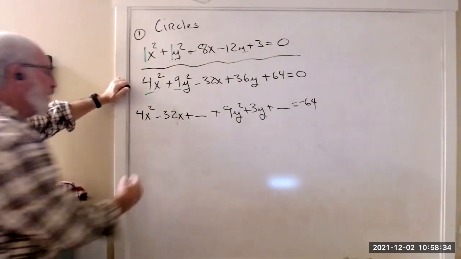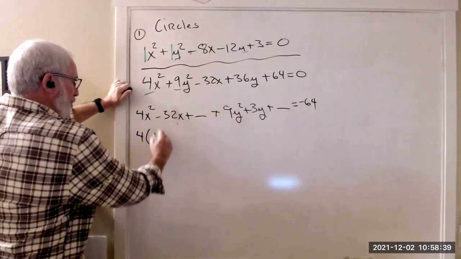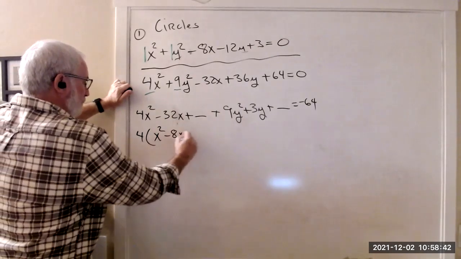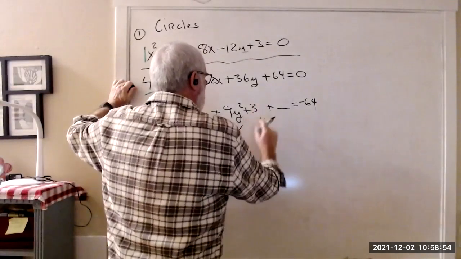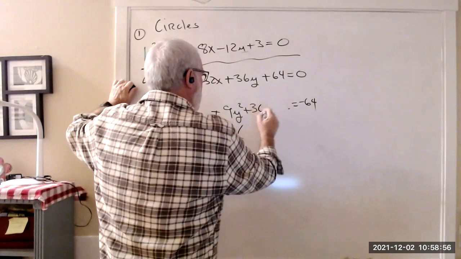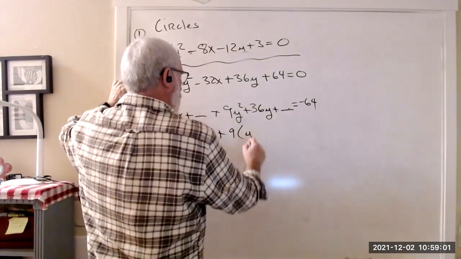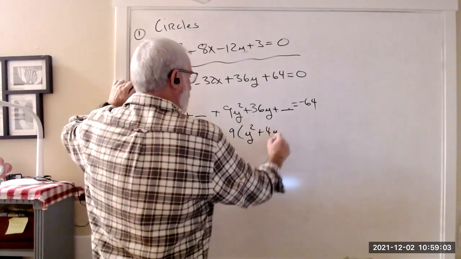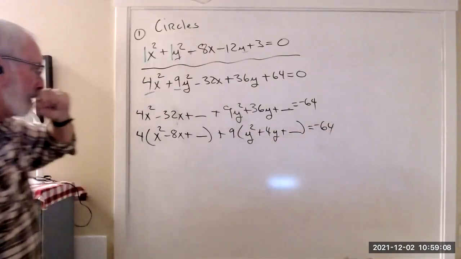So we get out of trouble by factoring a 4 out of all the x's. And factoring a 9 out of the y's. Yes, it's supposed to be a 36y. Thank you, that would have been a mess. So we have 9 times y squared plus 4y plus blank equals negative 64.